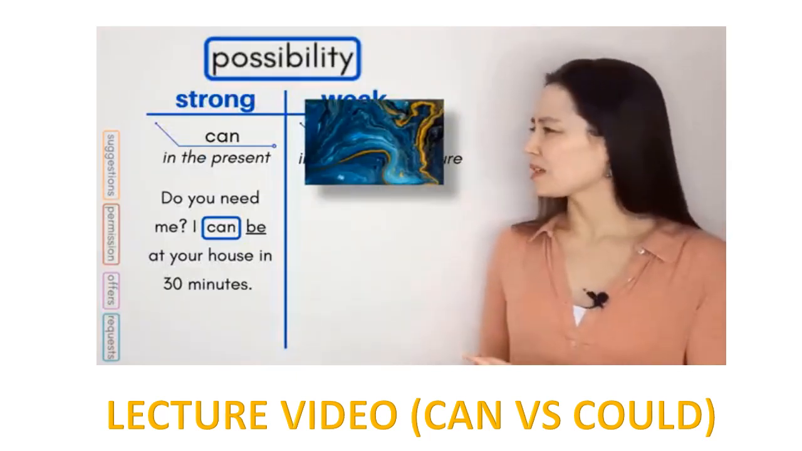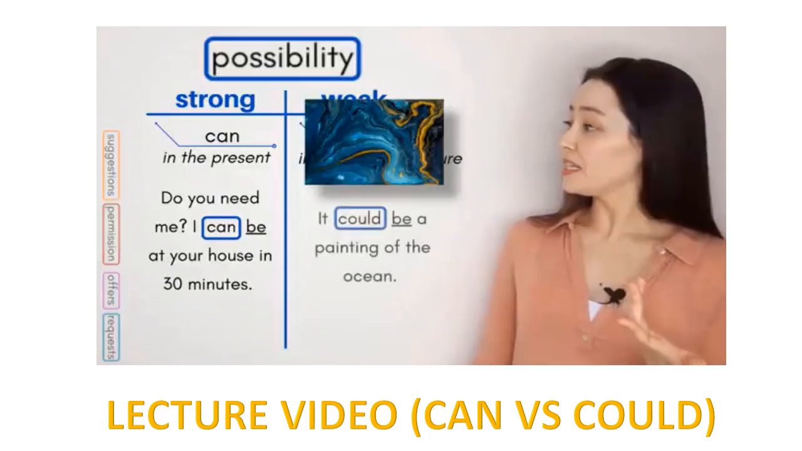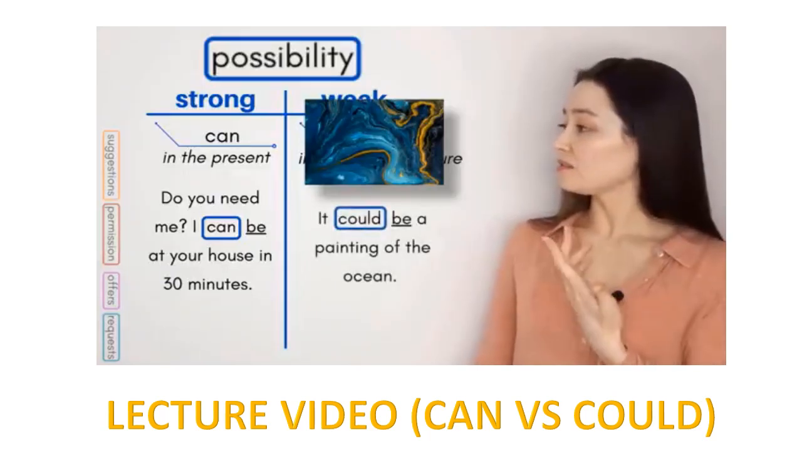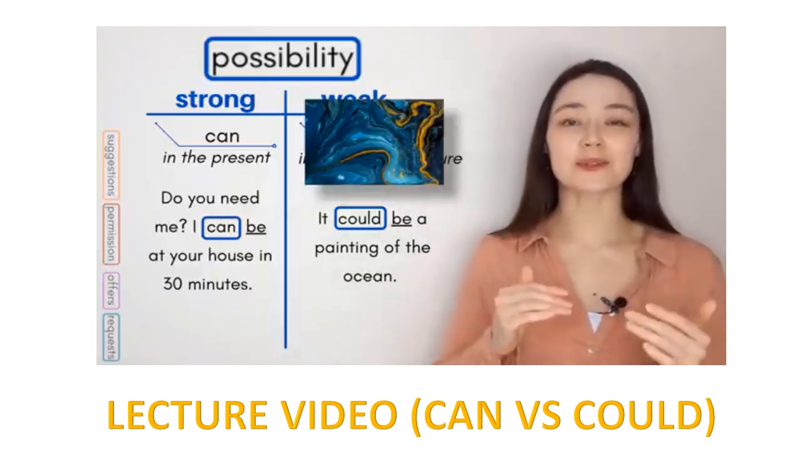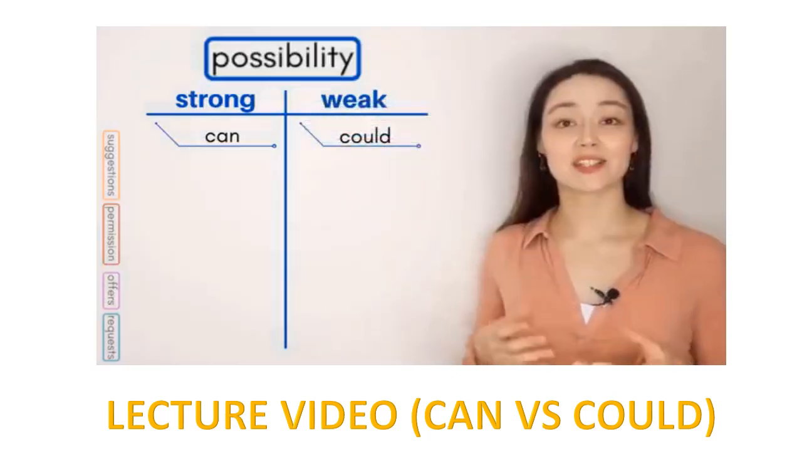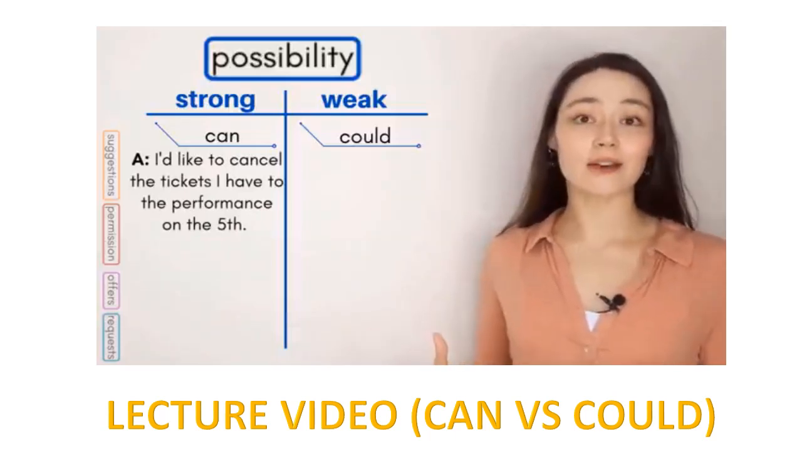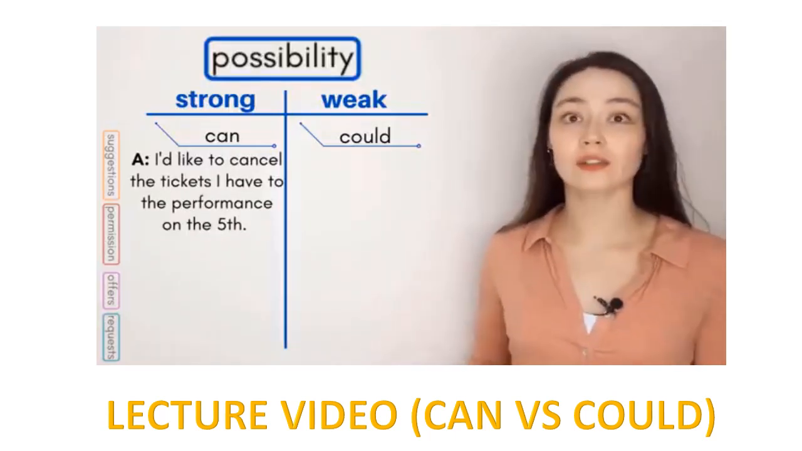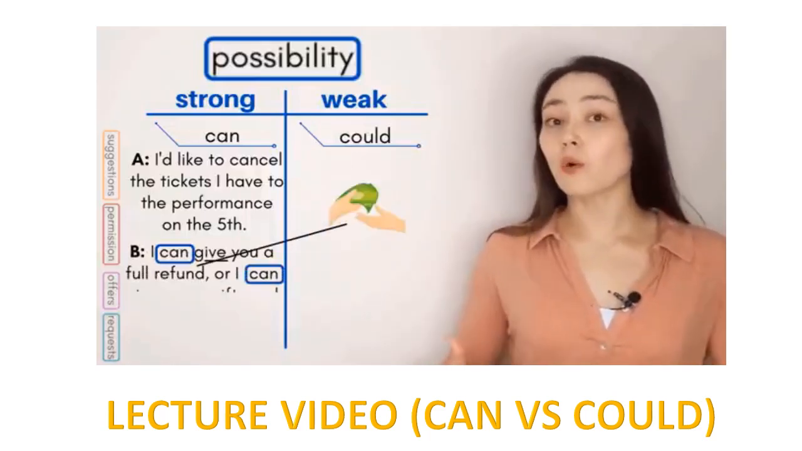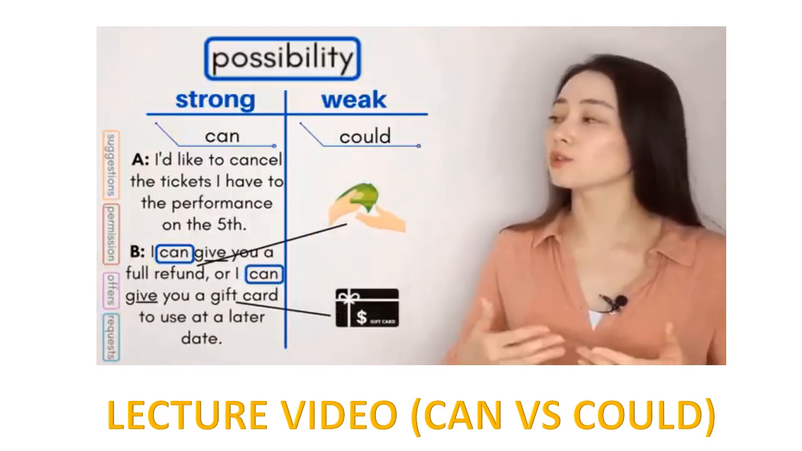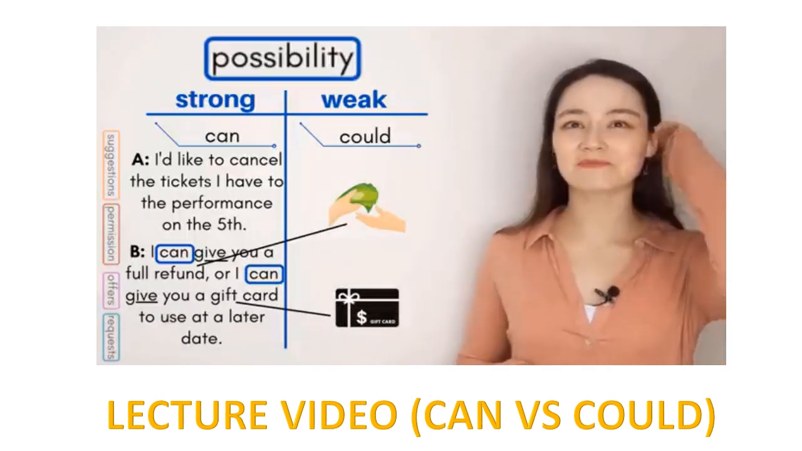What is this supposed to be? I don't know. It could be a painting of the ocean. Maybe. You could see weaker possibility. You're on the phone? Hello, I'd like to cancel the tickets I have to the performance on the 5th. Okay, I can give you a full refund, or I can give you a gift card to use at a later date. You can see here 2 possibilities.